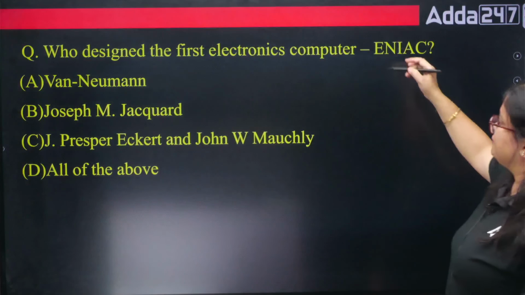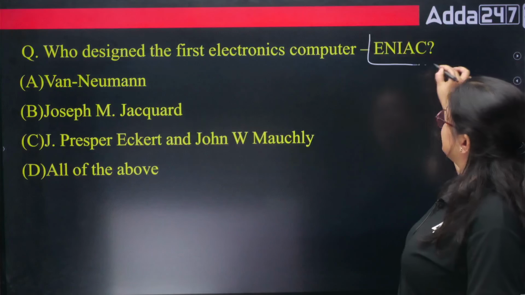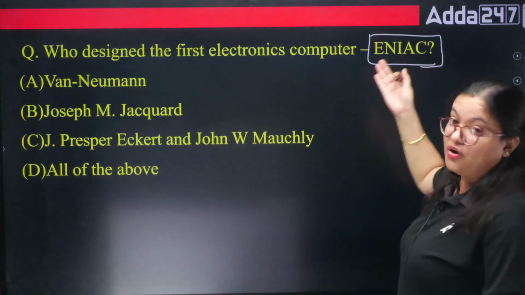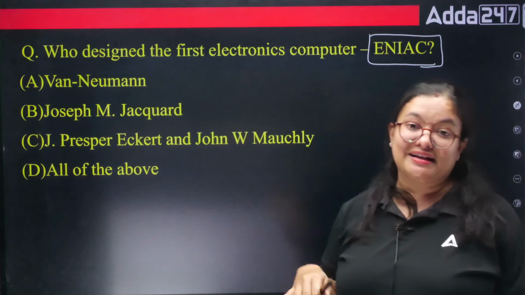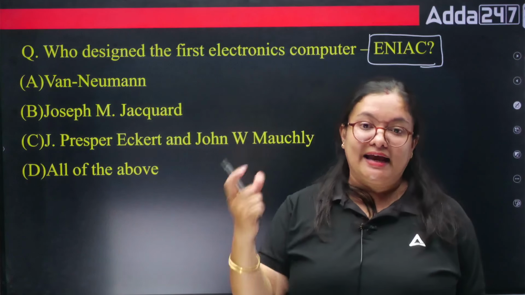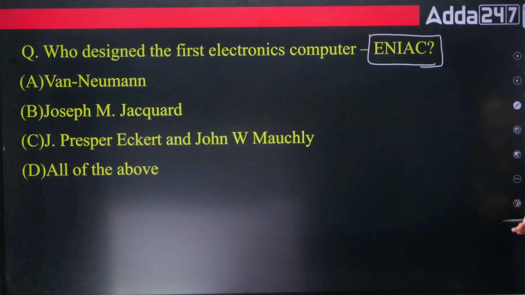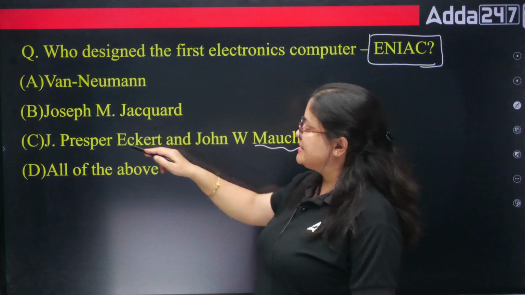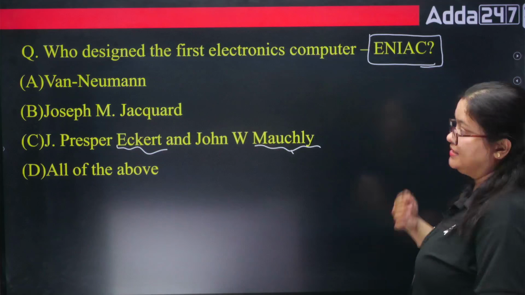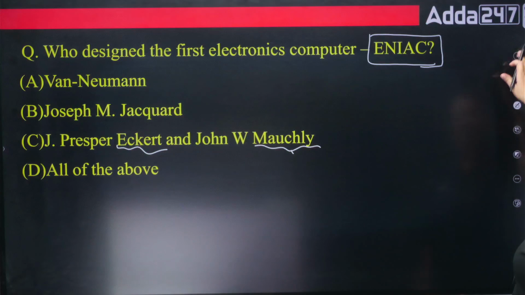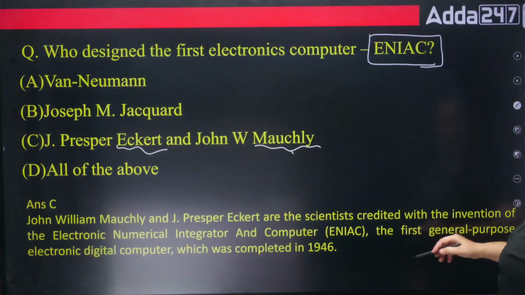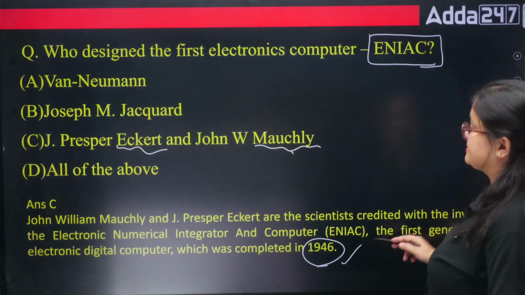Next, who designed the first electronic computer? So what is the full form of ENIAC? It is Electronic Numerical Integrator and Computer, and the ones who discovered the first electronic computer were J. Presper Eckert and Mauchly. We also sometimes say Eckert and Mauchly technology. They first discovered the first electronic computer, okay, and it was in the year 1946.